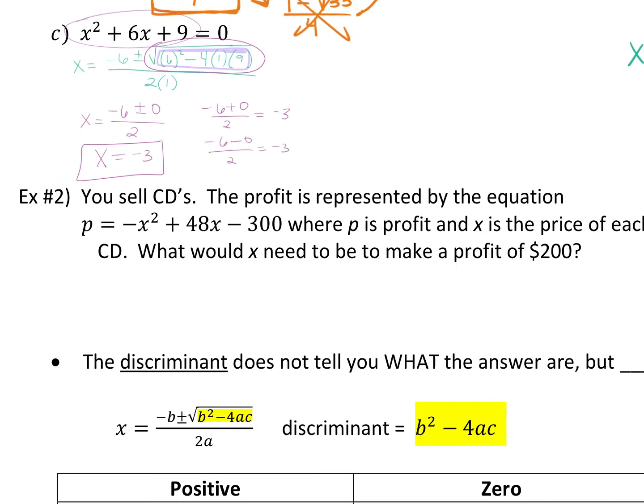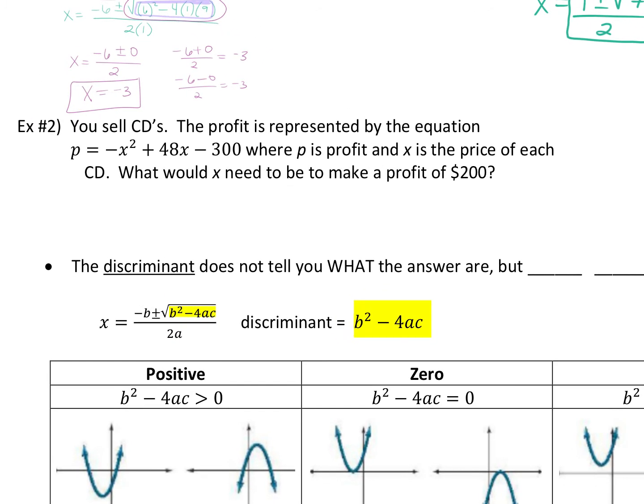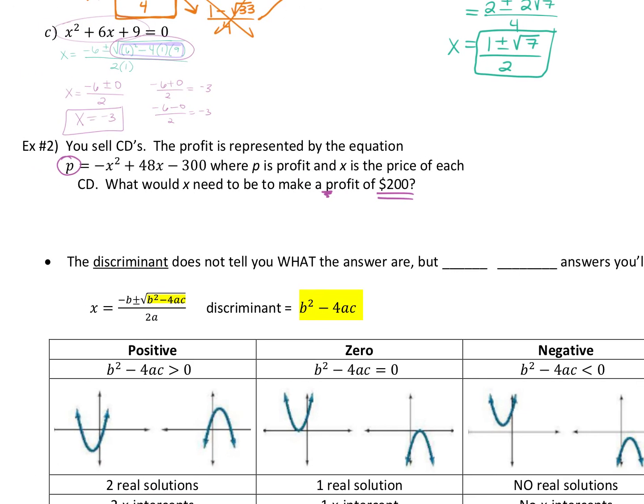Okay, next thing, this says you sell CDs. The profit is represented by the equation that you see there, where P is profit and X is the price of each CD. What would you need to make a profit of 200? Okay, so that's our P. So we're going to plug 200 in right here. I didn't leave you a lot of room there, did I? Let's just plug it in. So 200 equals a negative x squared plus 48x minus 300.